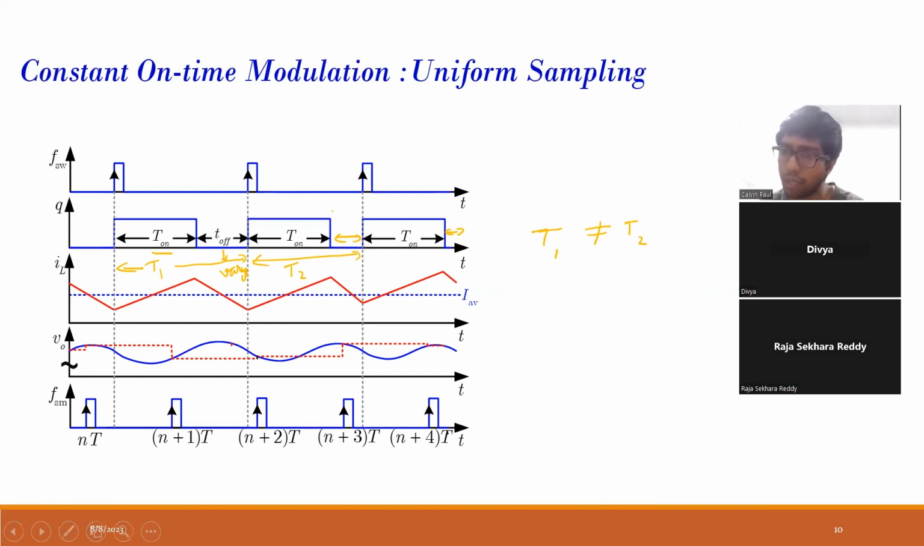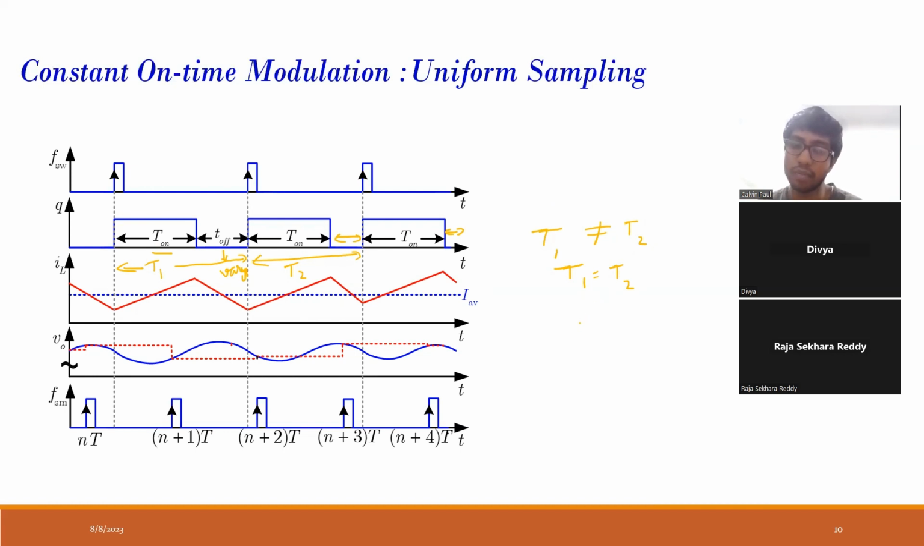But this is a normal operation. It is not a concern that T1 is not equal to T2. Usually in steady state, for constant on time also, T1 becomes equal to T2. But it is not always compulsory that T1 should be equal to T2. In most cases, T1 is not equal to T2.